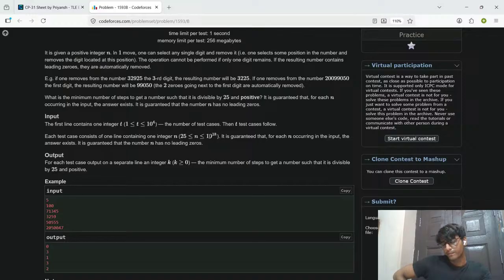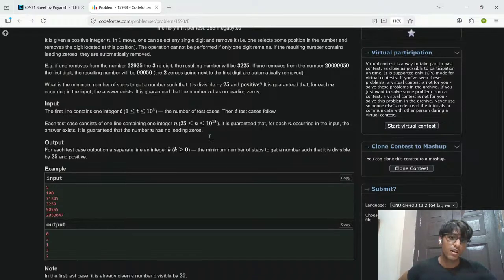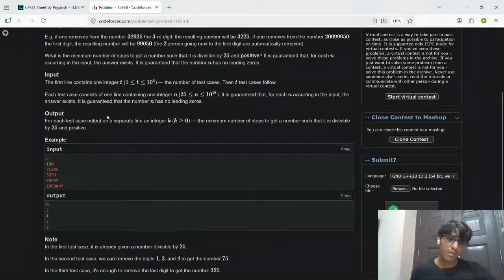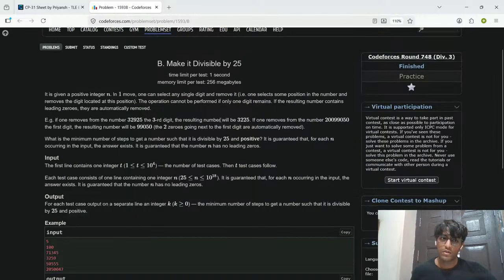Okay, it's guaranteed that for each n occurring in the input, the answer exists. It is guaranteed that the number n has no leading zeros. For each test case, output on a separate line an integer k, which should be greater than 0: the minimum number of steps to get a number such that it is divisible by 25 and positive.